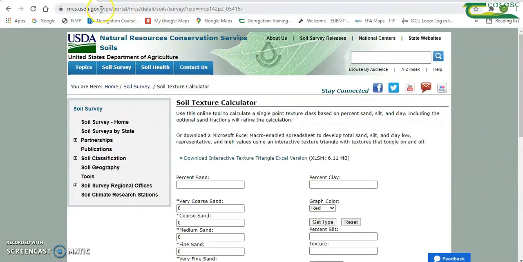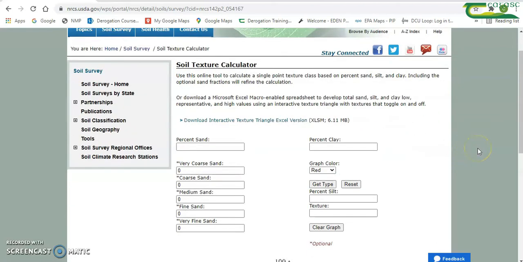Alternatively, we can go to the USDA website. It has a really nice resource where we can find a soil texture calculator. So rather than pulling up the soil texture triangle and following the lines, we can actually input different percentages of sand, silt and clay into the boxes, and it will autofill the soil texture triangle for us, allowing us to identify the soil texture class.